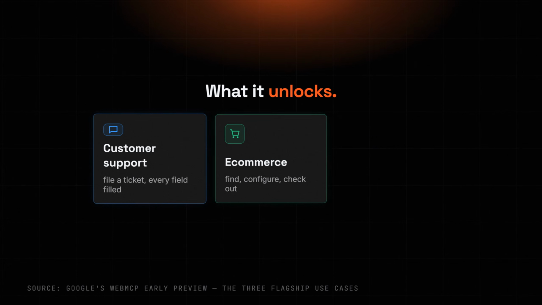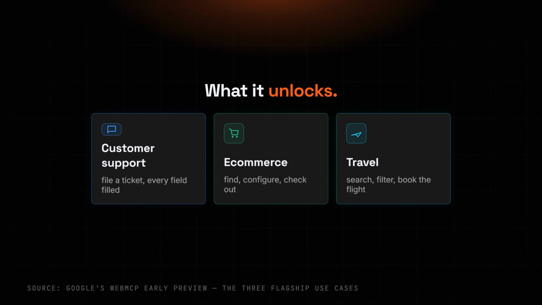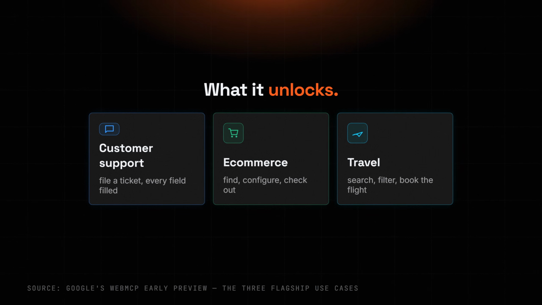What does this unlock in practice? Google's own previews point at 3. Customer support, where an agent files a detailed ticket with every technical field already filled in. E-commerce, where it finds the right product, configures the options, and walks the checkout. And travel, where it searches, filters, and books the exact flight you wanted.